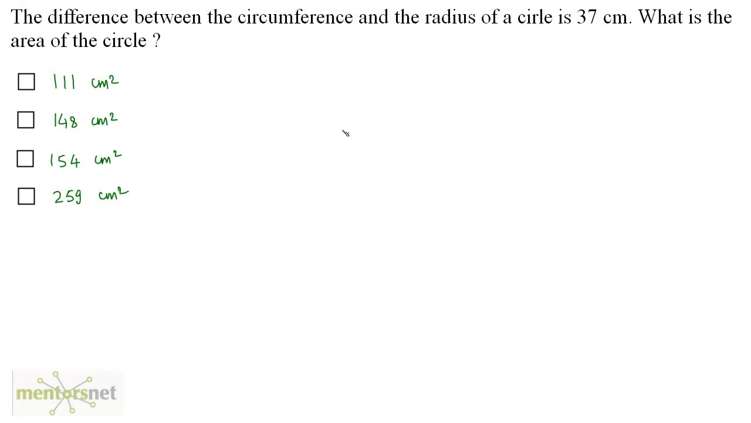The difference between the circumference and the radius of a circle is 37 centimeters. What is the area of this circle? Well, we have been given the difference between the circumference and the radius, and that's 37. Well, what is the formula for circumference? That is 2 pi r. So 2 pi r minus r on the left hand side, and on the right hand side we have 37, right? So if I take r common, I get r times (2 pi minus 1) is equal to 37.